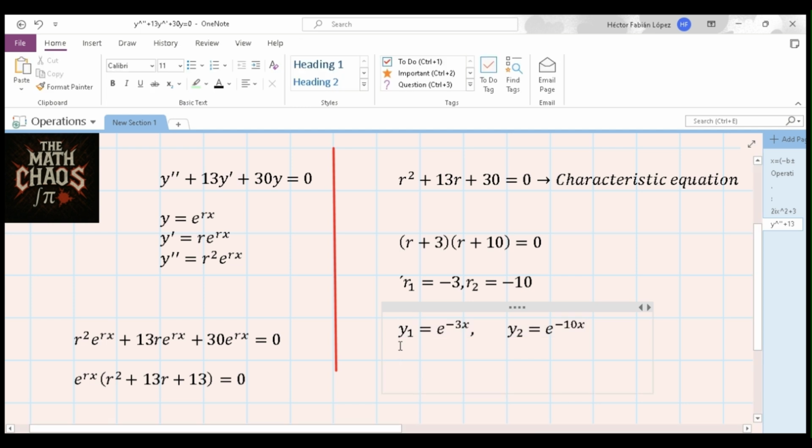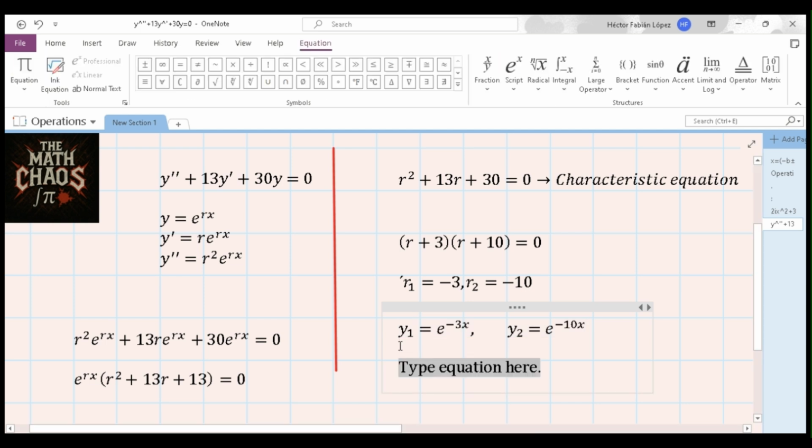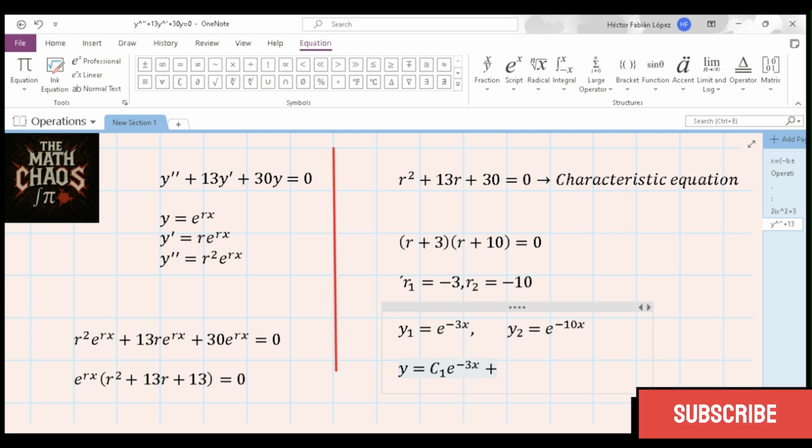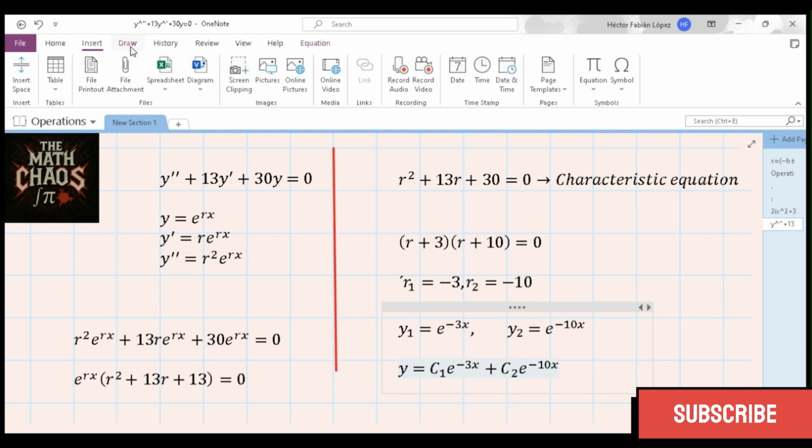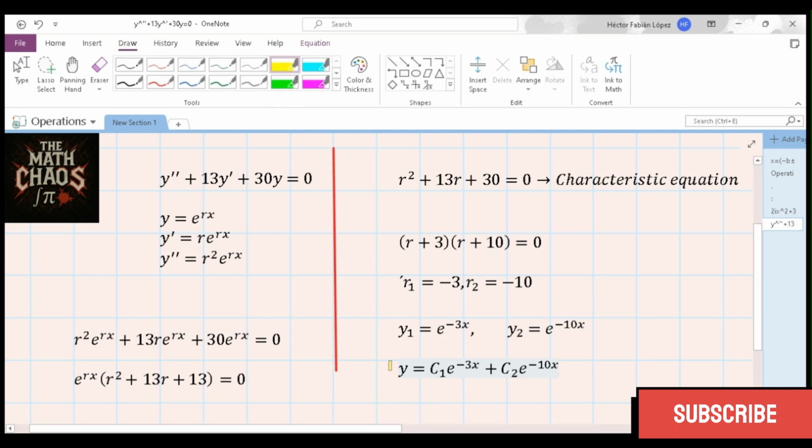But we need to write the general solution, and this general solution is a constant multiplied by the first solution, e to the negative 3x, plus another constant times e to the negative 10x. Okay, excellent. And then here we have the solution of our differential equation.